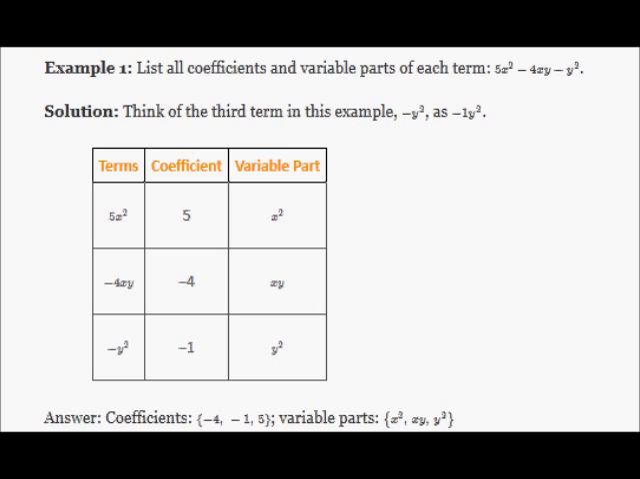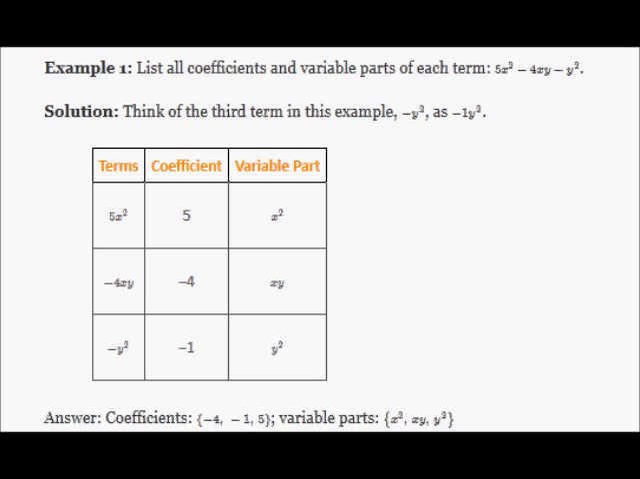So what's the coefficient of the first term? First term is 5x squared, coefficient's 5, variable part's x squared. The second term is negative 4xy, the coefficient's negative 4, the variable part is xy. Now notice that in the variable part you can have two different variables being indicated. Okay? And the third term, which is indicated as negative y squared, but we're going to refer to as negative 1y squared.